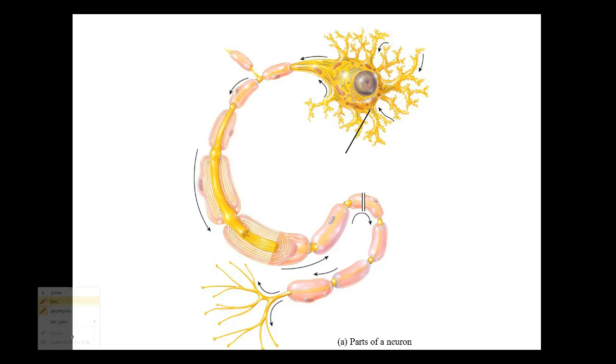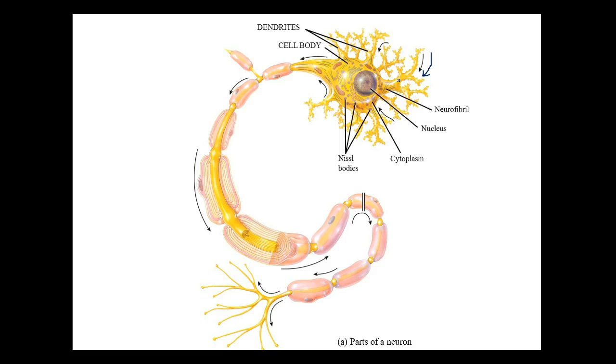So the first part is going to be the dendrites. The dendrites are cytoplasmic extensions that are going to receive information. So we can see right here we have this arrow going towards the axon. So dendrites' function is to receive information. Next we have the cell body, also known as the soma. So you may hear the term soma instead of cell body.